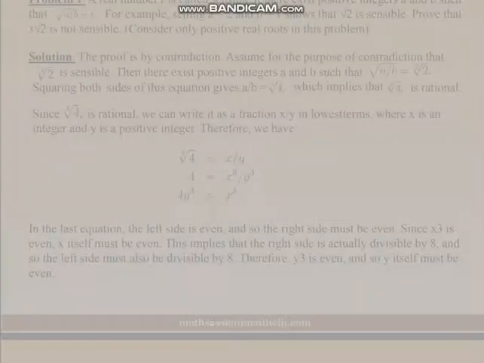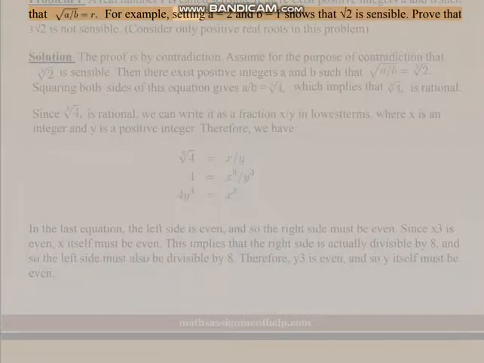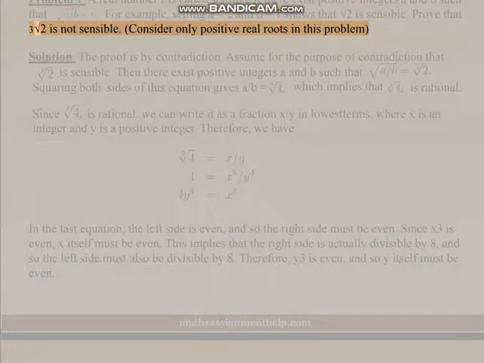Problem 1. A real number r is called sensible if there exist positive integers a and b such that r = a-th root of b. For example, setting a equals 2 and b equals 1 shows that square root 2 is sensible. Prove that the cube root of 2 is not sensible. Consider only positive real roots in this problem.